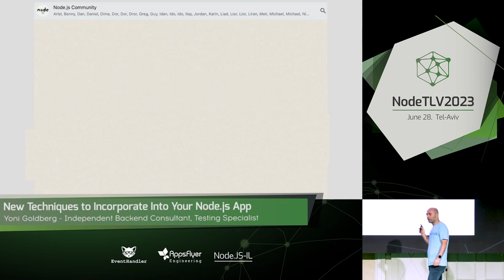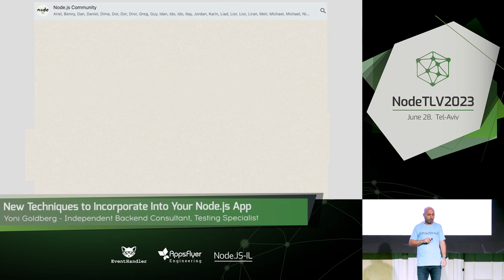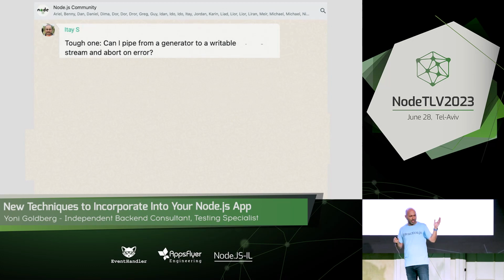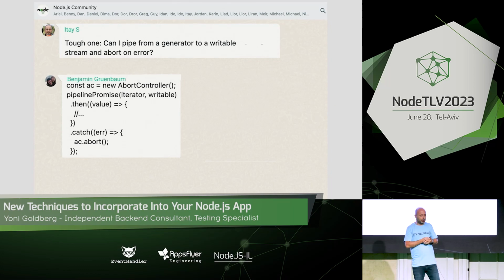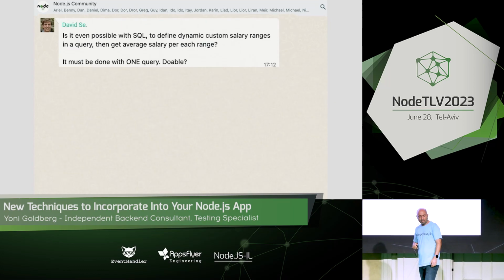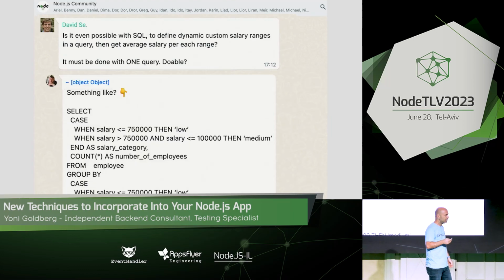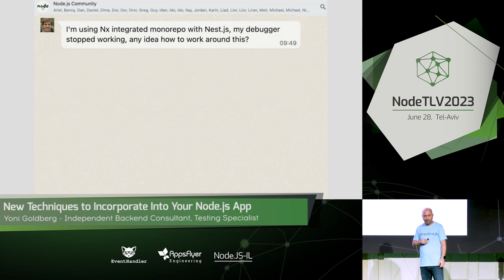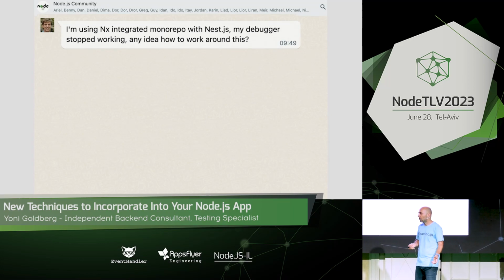We have a really vibrant and great Node.js WhatsApp community in Israel, with really knowledgeable people. Someday someone asked something about a generator and stream. I thought it's impossible. But then some really knowledgeable team members popped up and said, hey, this is the solution. And wow, okay, amazing. Sometimes even people ask questions not related to Node.js, and they get answers in minutes. Until one day, someone asked this. I'm using NX integrated monorepo with Nest.js. My debugger stopped working. Any idea how to work around this?